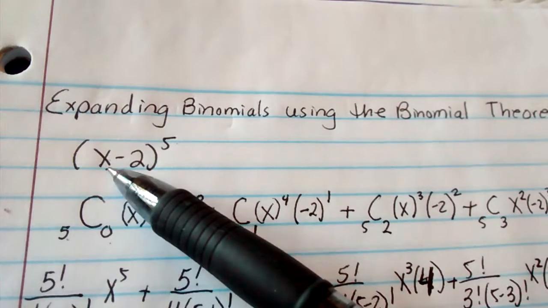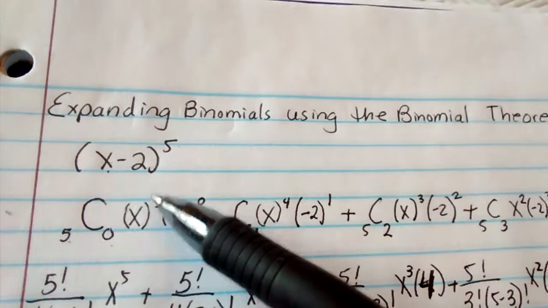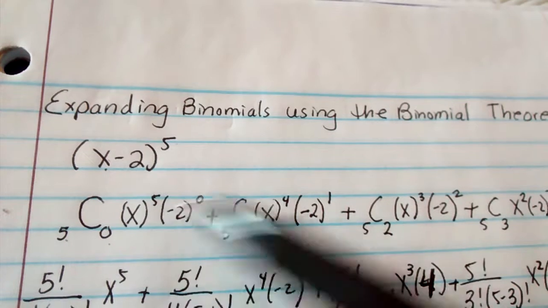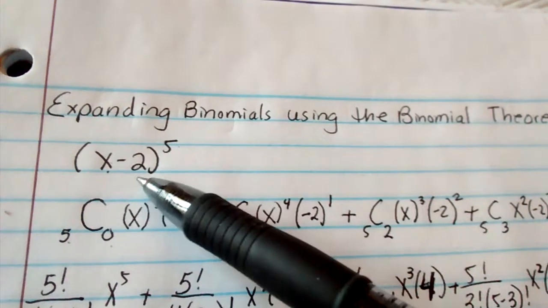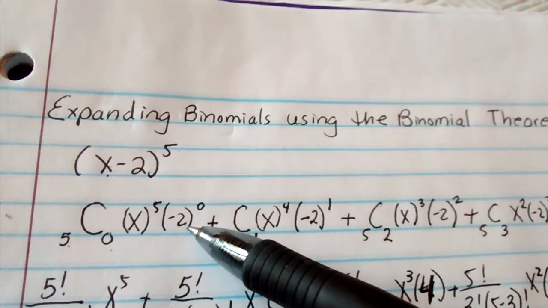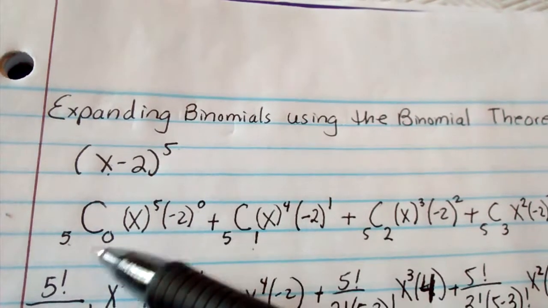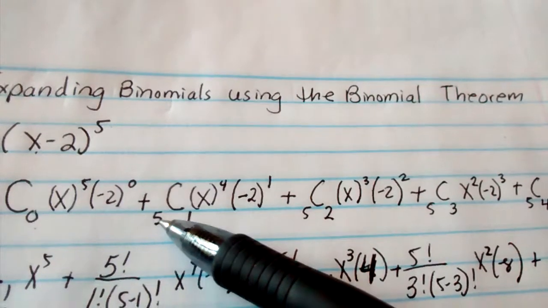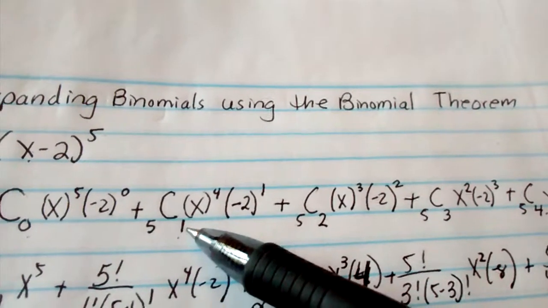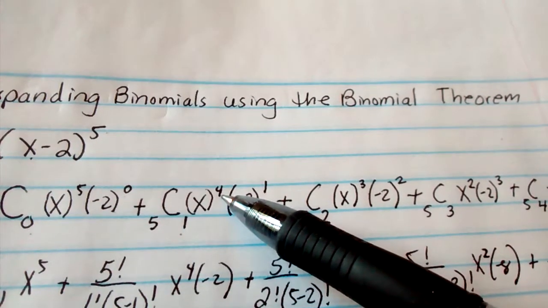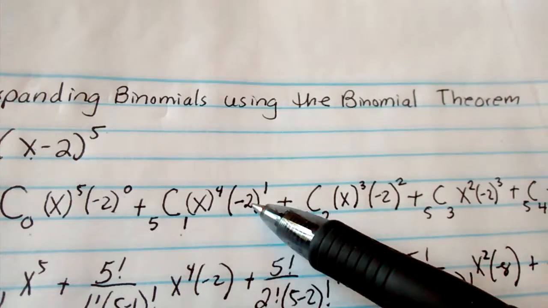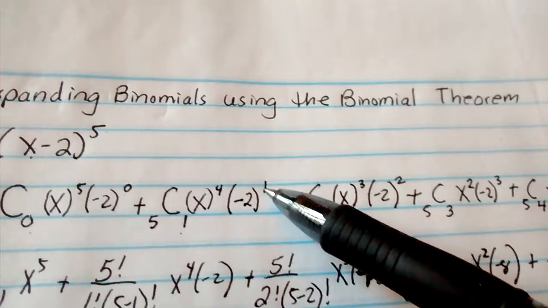The first term goes to the 5th power, and it works its way down: 5, 4, 3, and so forth. The second term, negative 2, works its way up, starting with 0, and these two match. So you're going then 5 choose 1. This works its way to the exponent of 4, and then the negative 2 becomes a 1.